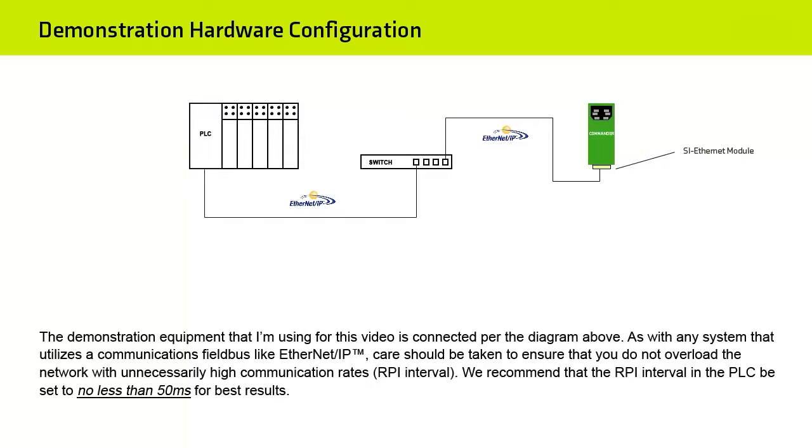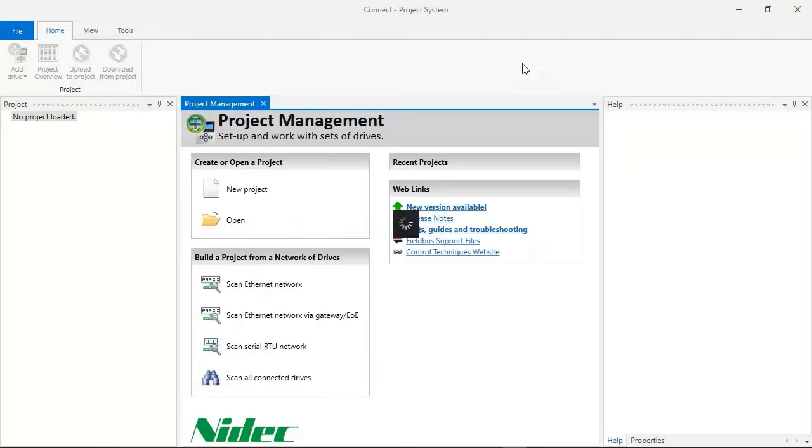Now let's open Connect software, and I'll start a project for the Commander C300 I'm using for this demonstration. I have Connect software open, and since I'm working with a new drive and a new SI Ethernet module, the first thing I'm going to need to do is use Connect software to assign an IP address to the SI Ethernet module. Now, that's pretty simple to do, but what you should understand is that the device discovery tool that's part of Connect is going to assign an IP address on the same subnet that I've assigned to my computer.